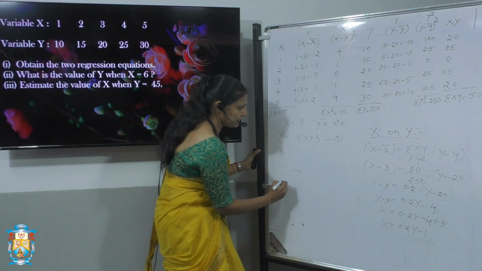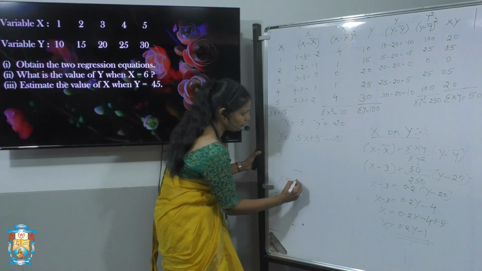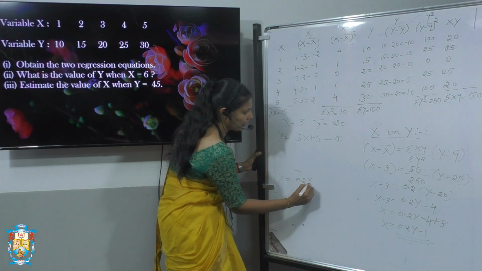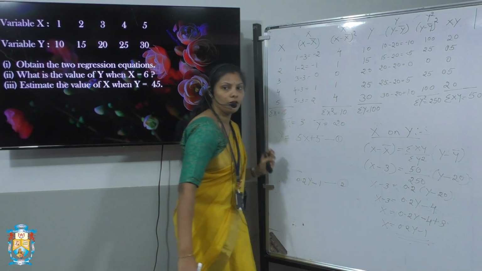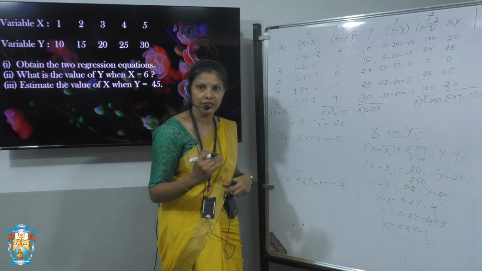So I'll write it here. x is equal to 0.2y minus 1 is the second equation we got. So we have obtained the two regression equations.